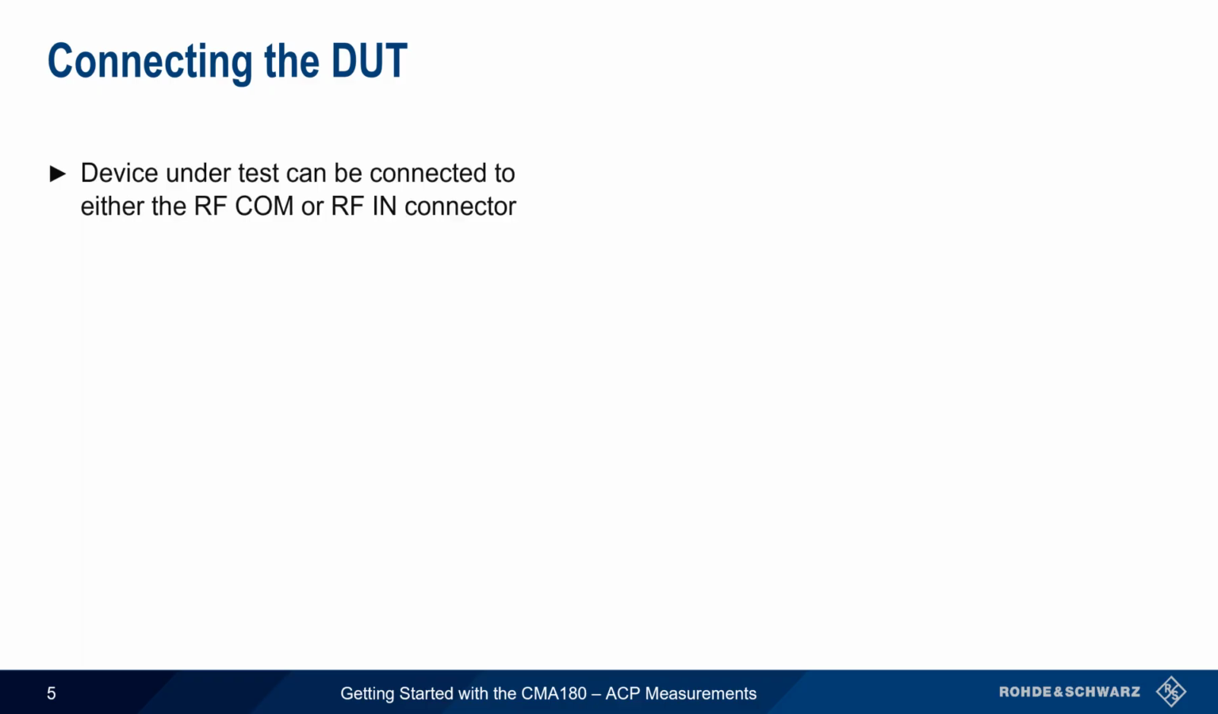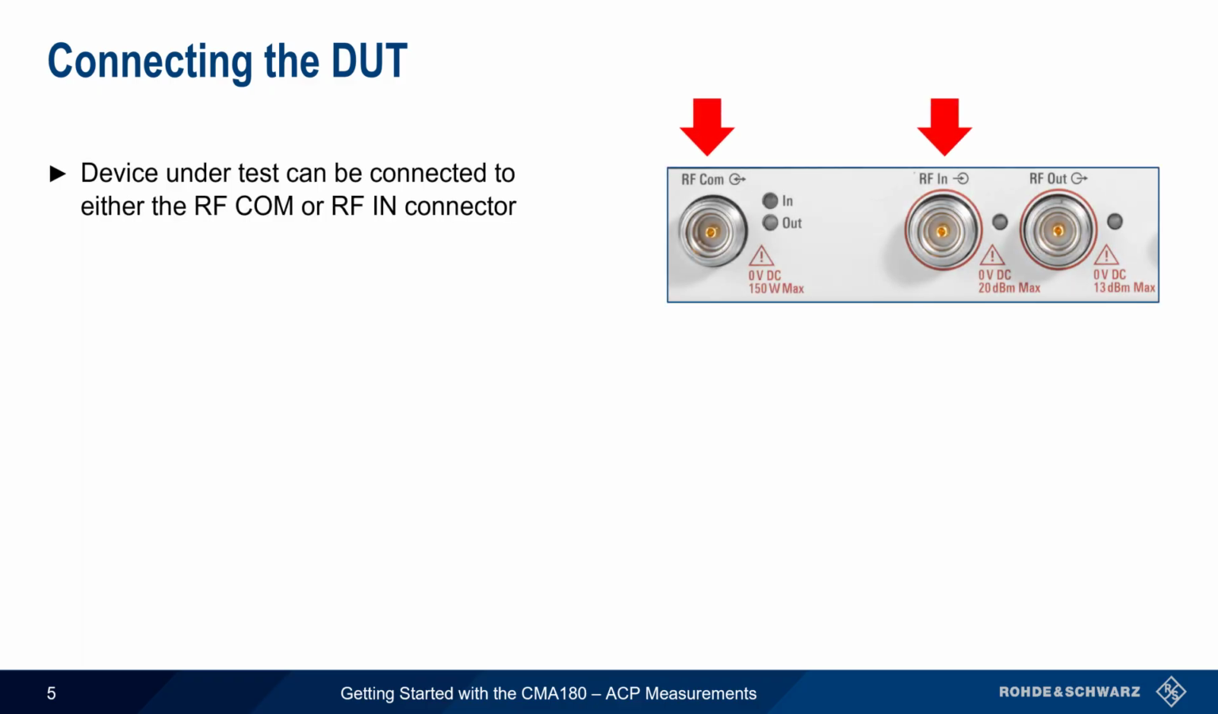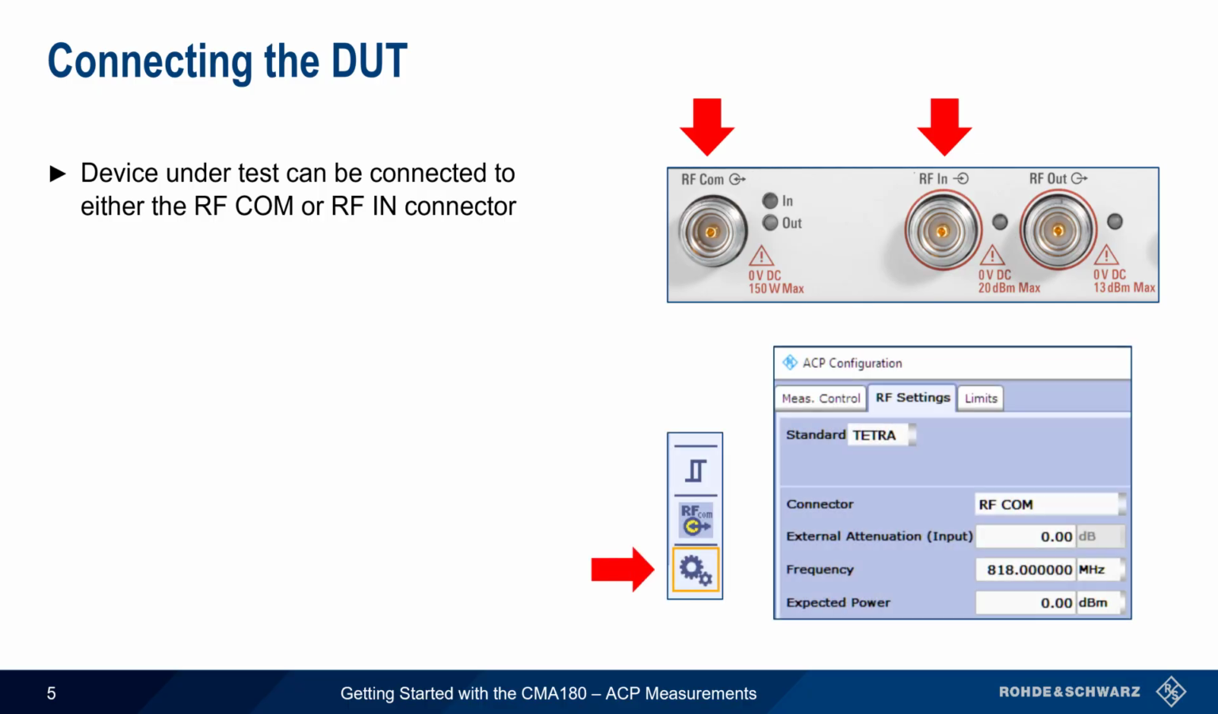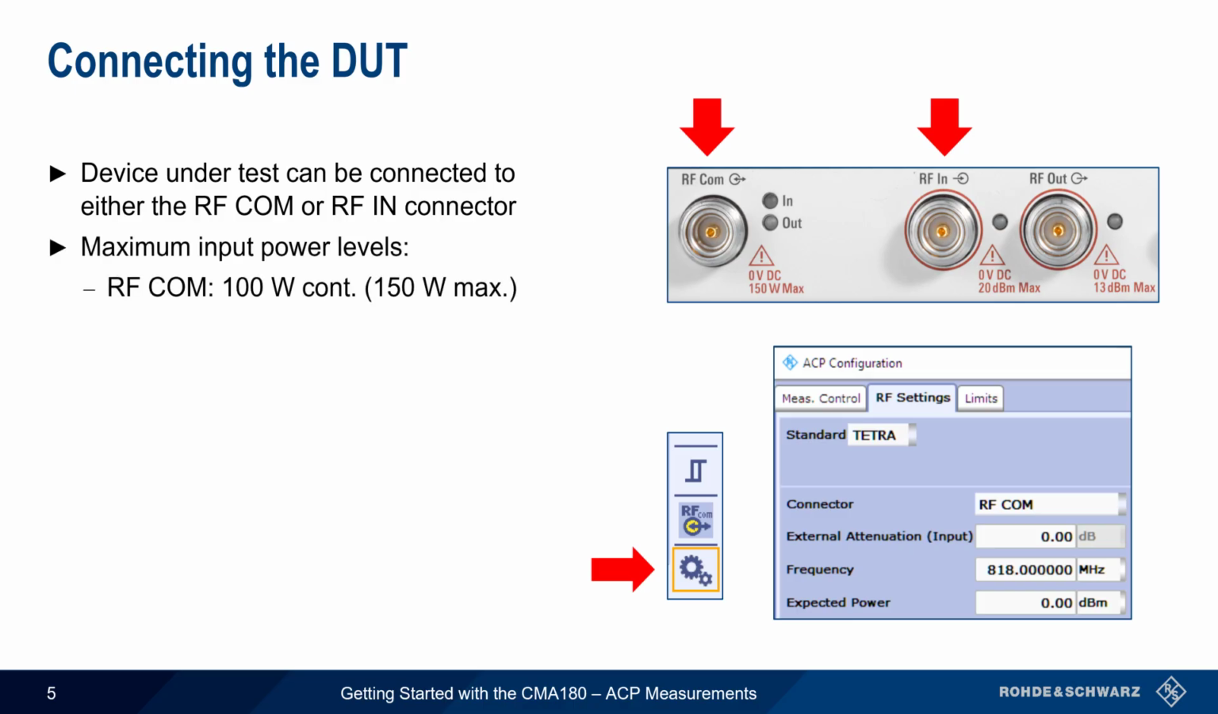The device under test can be connected to either the RF COM or the RF in connectors on the front of the CMA. This is selected in the RF Settings tab. Note that these two connectors have different maximum input power levels: 100 watts continuous and up to 150 watts maximum on RF COM, but only plus 20 dBm or 100 milliwatts on RF in.